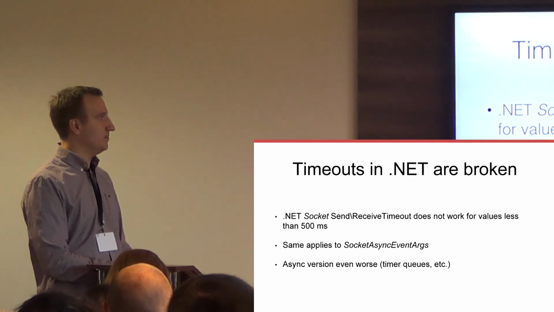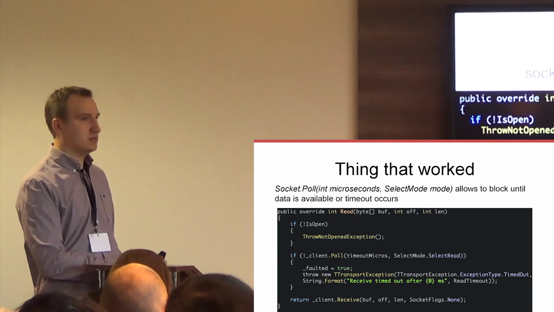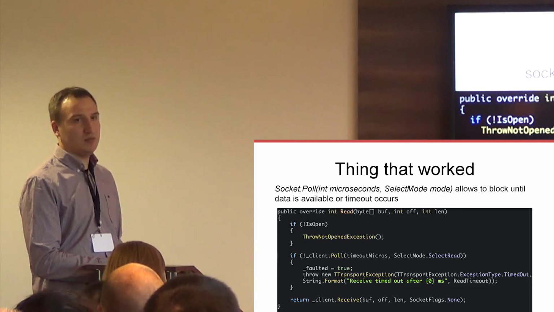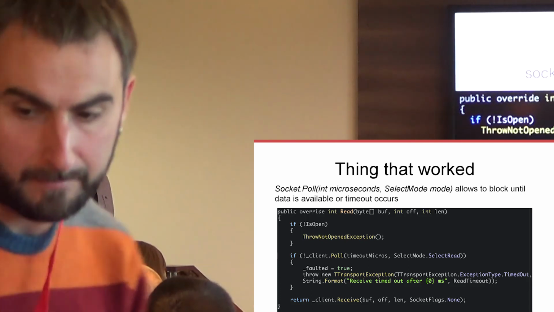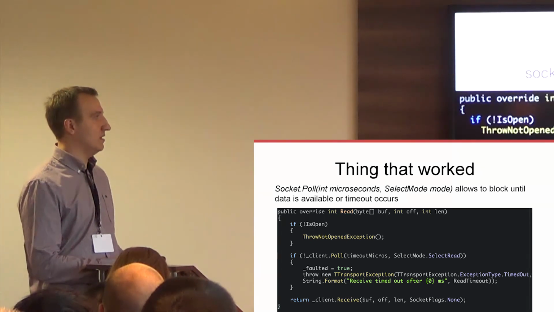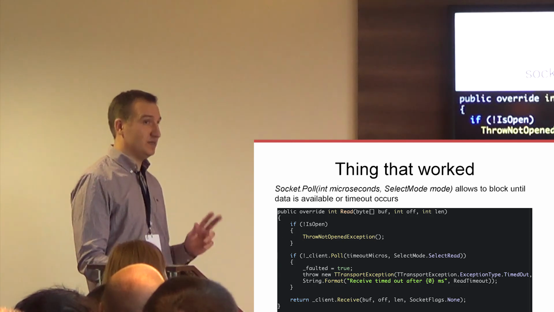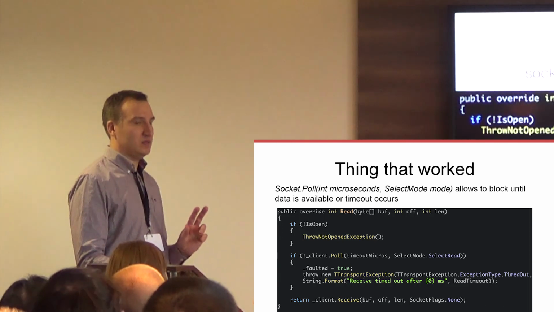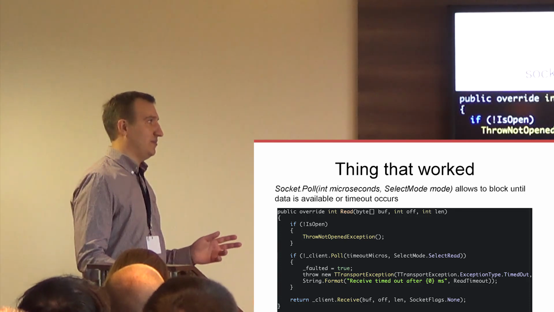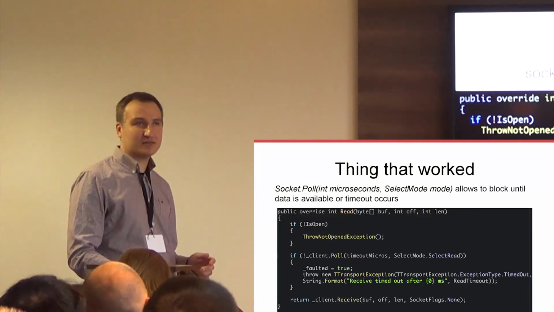We dropped that. But we actually found a good old solution, using the POSIX socket API, which is surprisingly available in .NET, and it's socket poll. You can specify your timeout in microseconds, which is actually awesome too, because this is the only API I know where you can specify a timeout in microseconds, right?